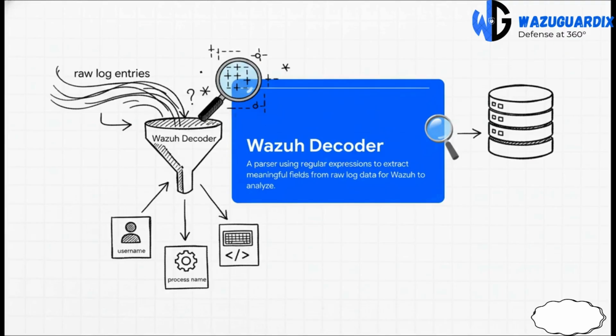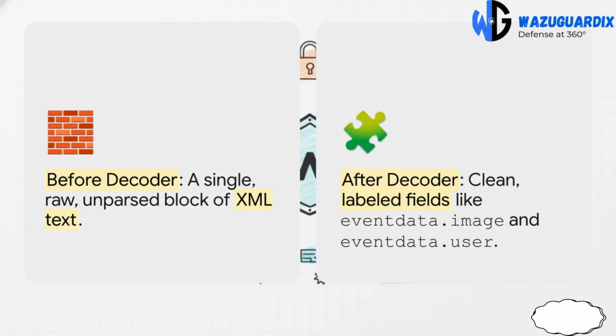A decoder is basically just a set of instructions. It looks at a messy, raw log entry and uses patterns to find and pull out the important bits of info, like the username, the process name, the command line, and turns that unstructured mess into clean, structured data. And this right here is the magic of the decoder in action. It's the aha moment. On the left, you see that raw XML log. It's just a big block of text, hard to read. But look at the right. After our custom decoder does its job, we have these beautiful, clean, labeled fields that Wazuh can actually search, graph, and most importantly, use to trigger alerts.